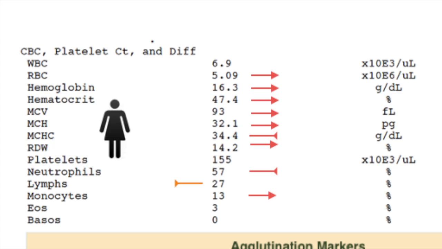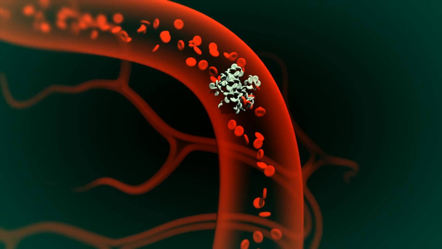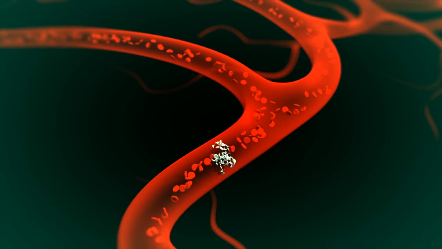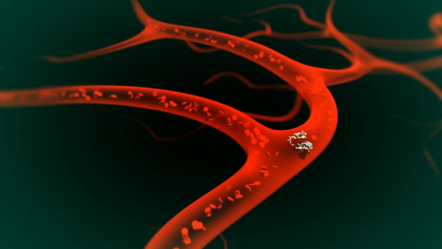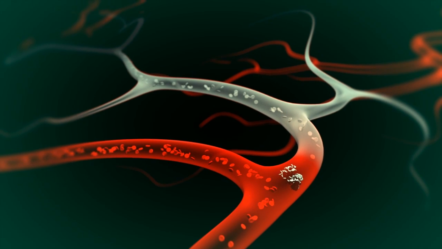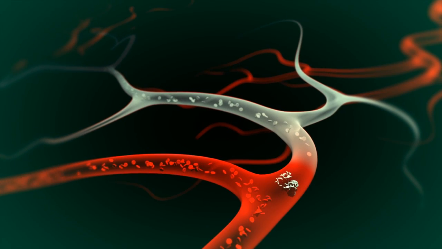This is a lab result from someone with agglutination of red blood cells. The primary markers for agglutination are elevated red blood cells, hematocrit, and hemoglobin. Agglutination renders the red cells more susceptible to phagocytic activity by the spleen and the liver, thus reducing the number of freely circulating red cells and further impairing the blood's oxygen-carrying capacity.